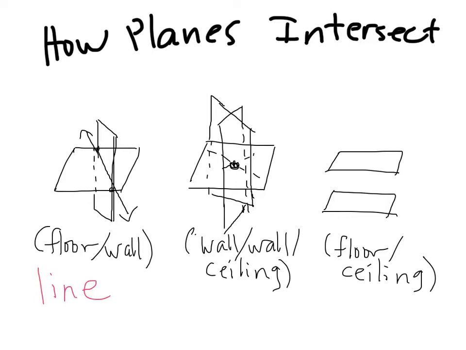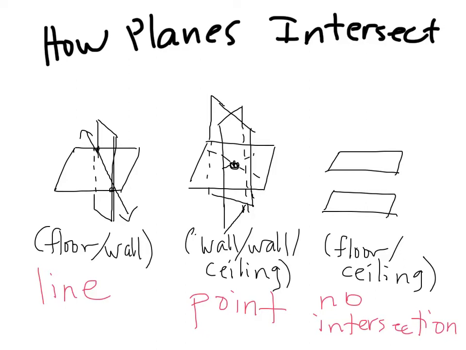Another way that they can intersect is if three of them are intersecting, they can intersect in a point. So think about what happens when the wall and another wall and the ceiling all intersect. They intersect at one certain point. And then sometimes there is no intersection. And so if we think about like the floor and ceiling, they are parallel and they're never going to intersect each other.